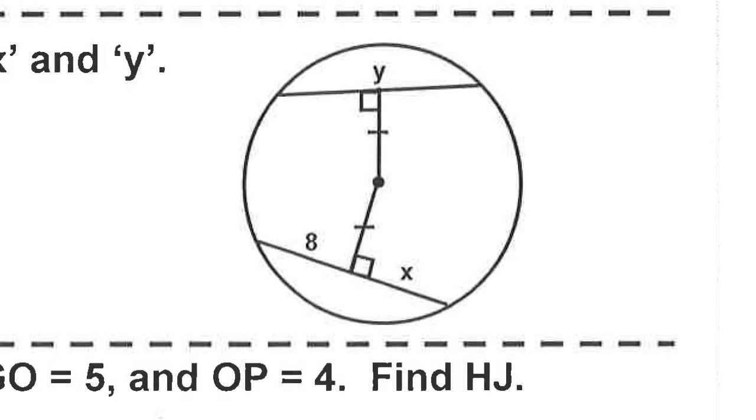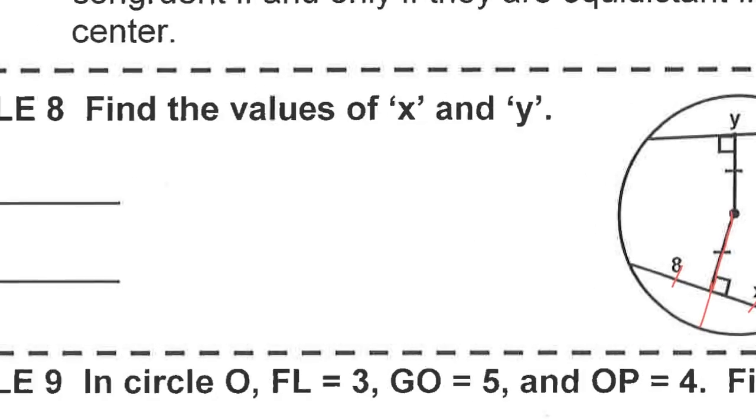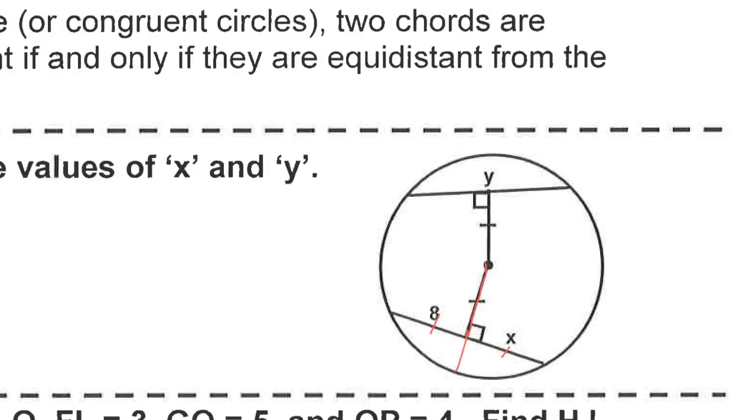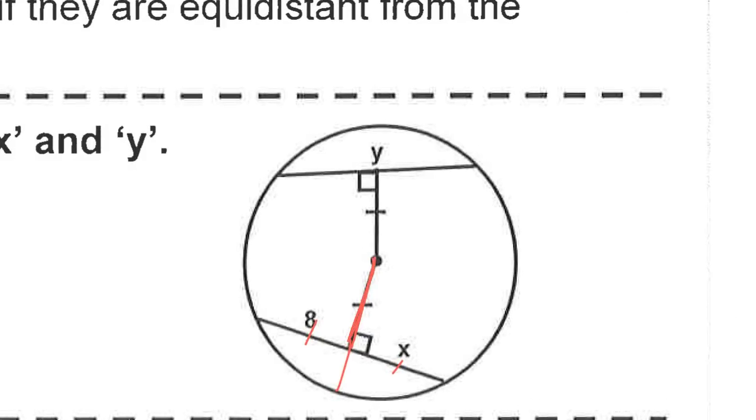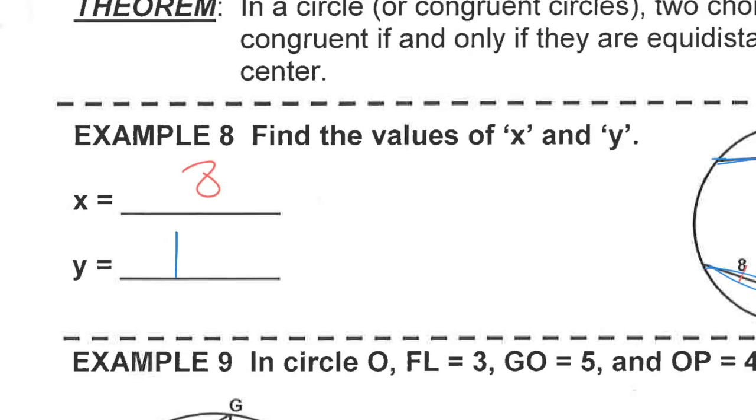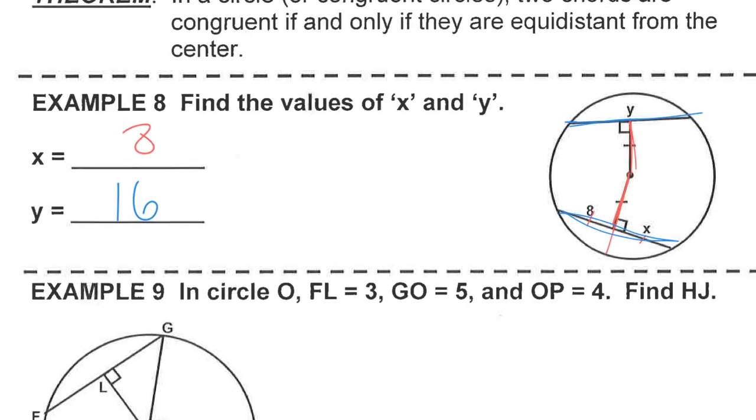Well, that's pretty easy. I know if a radius hits the chord perpendicular, then it makes them congruent, which makes x be 8. And if these two lines right here are congruent, that means that the chords are congruent. And this chord has two 8s on it, so that would be 16. So pretty easy, pretty quick.